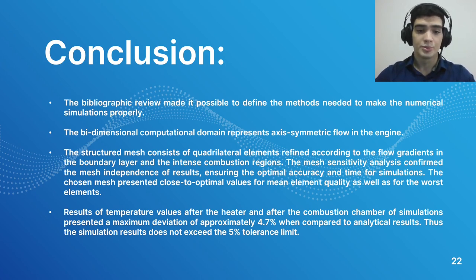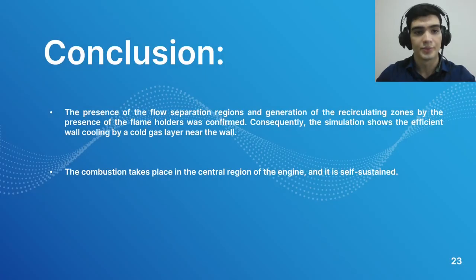The chosen mesh presented close to optimal values for mean element quality as well as for the worst elements. Results of temperature values after the heater and after the combustion chamber of simulations presented a maximum deviation of approximately 4.7% when compared to analytical results. Thus, the simulation results do not exceed the 5% tolerance limit.